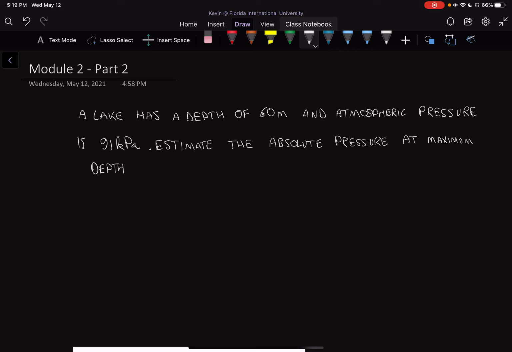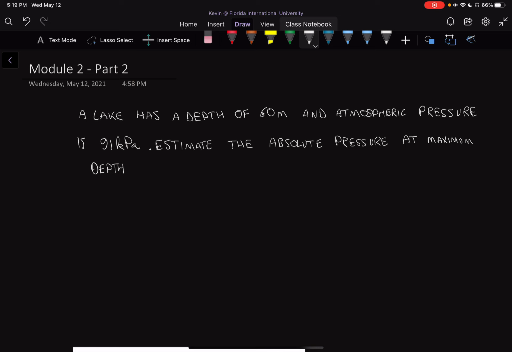So now we're going to get started with part two of module two, which deals with pressure distribution in a fluid. And we're going to continue this module by starting with an example problem. The example problem is already written out, so I invite you to copy it down if you want to. It'll be available in your notes as well.